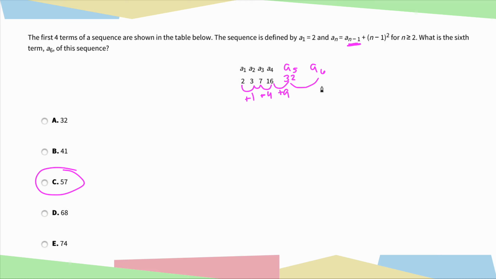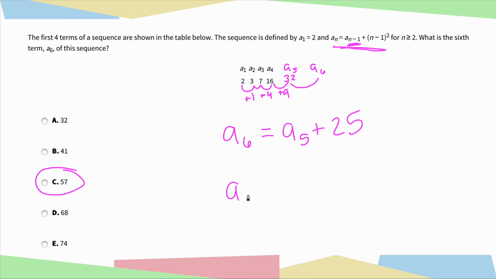The other way we could do that is to use this rule here. It's the same thing I just did, just a little more algebraic rather than conceptual. To get the sixth term, a sub 6 equals a sub n minus 1, so that would be a sub 5 plus n, in this case 6, 6 minus 1 is 5. 5 squared is 25. However, we would have to do this again because we don't know the fifth term.